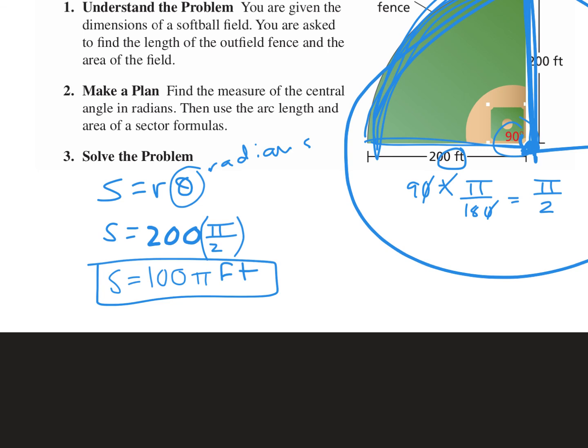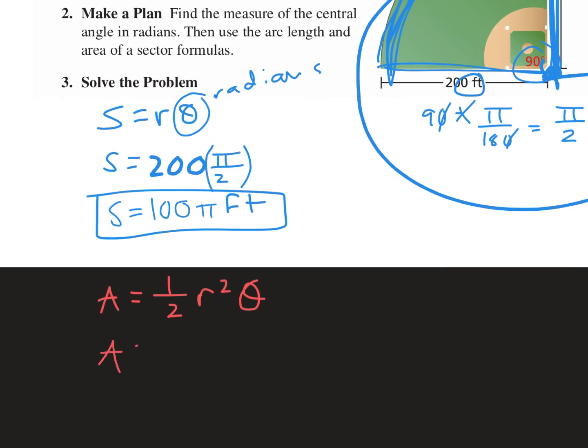All right, next let's find our area. So what's our area formula? 1/2. Base times height? No, the area formula on the last page, area of a sector. 1/2 R squared theta. What is our radius? 200. So 200 squared. And what is our theta? Pi over 2. Same thing that it was before.